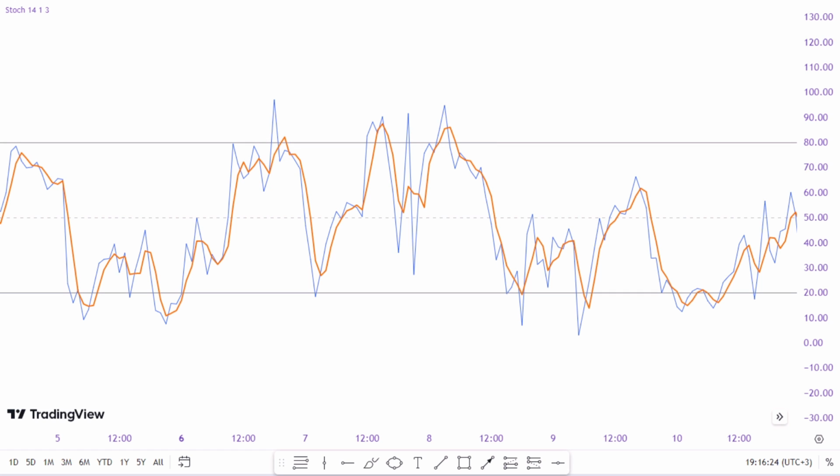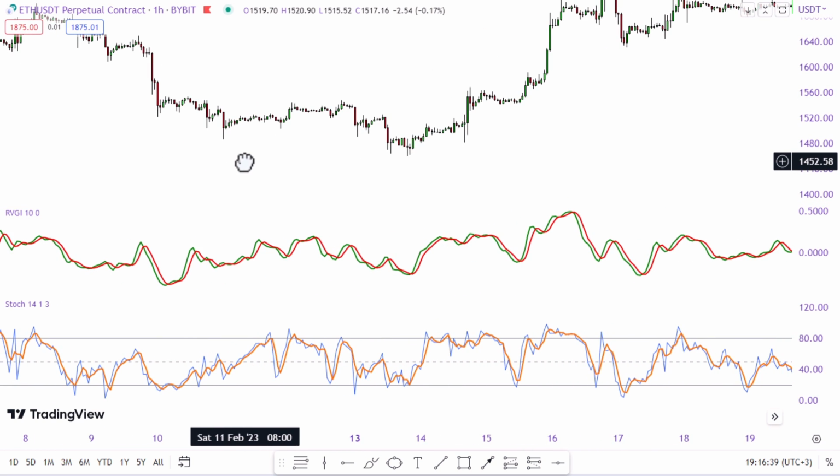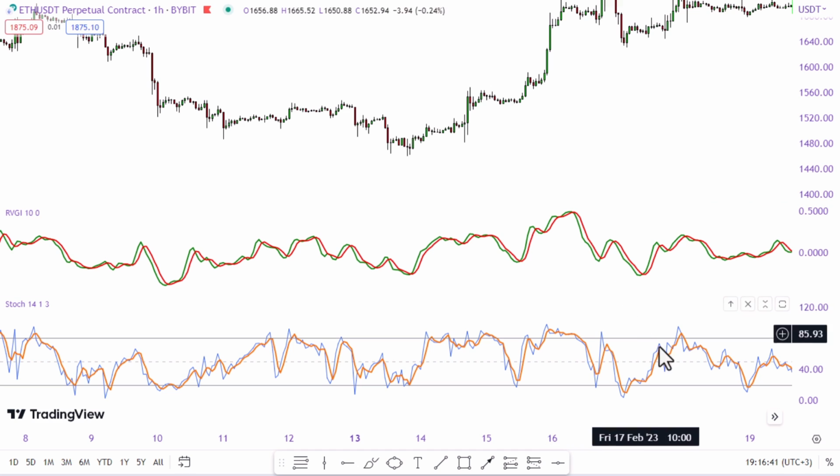Let me explain our trading strategy that uses two indicators: the relative vigor index or RVI and the stochastic. So here are the buying rules.